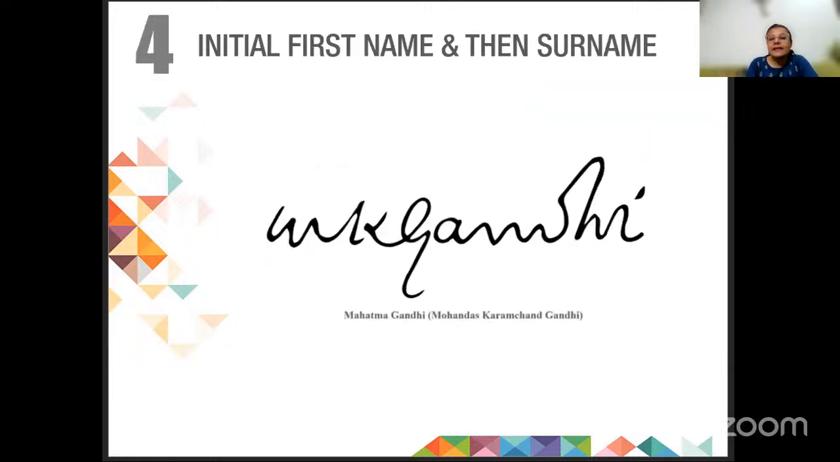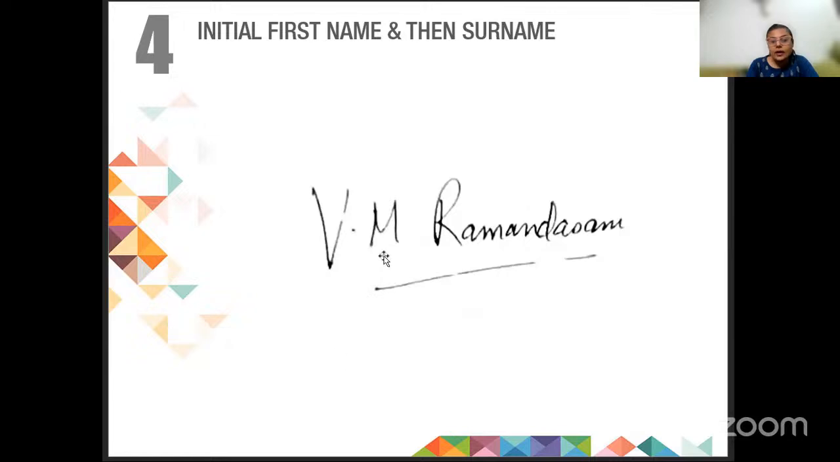Initial first name and then surname. This is the most famous personality we all know about. So what will we understand from this trait? MK Gandhi. He always used to write MK Gandhi. So we all know him as Gandhi ji. Then if we take his first name, Mohandas Karamchand Gandhi. Are you getting my point? So what he did, he always used his surname. So what traits will we understand from this? See, one more example is there, VM Ramdasam. Here also he is using the initials of his name and his surname in full.